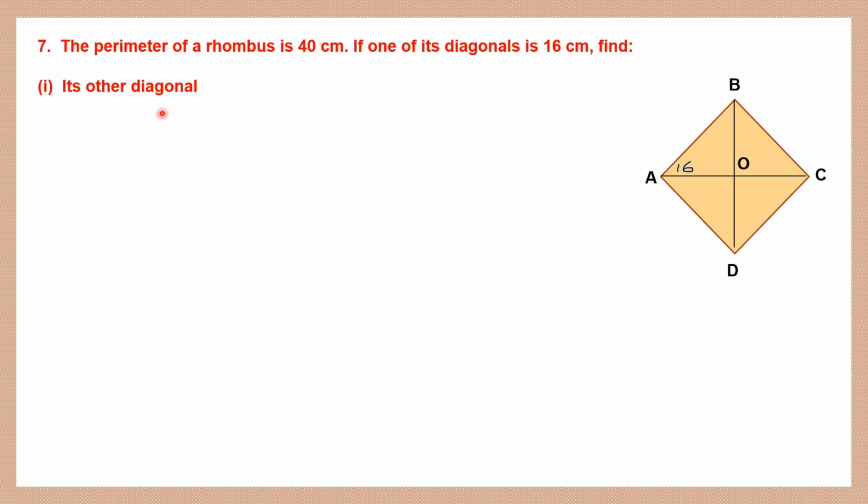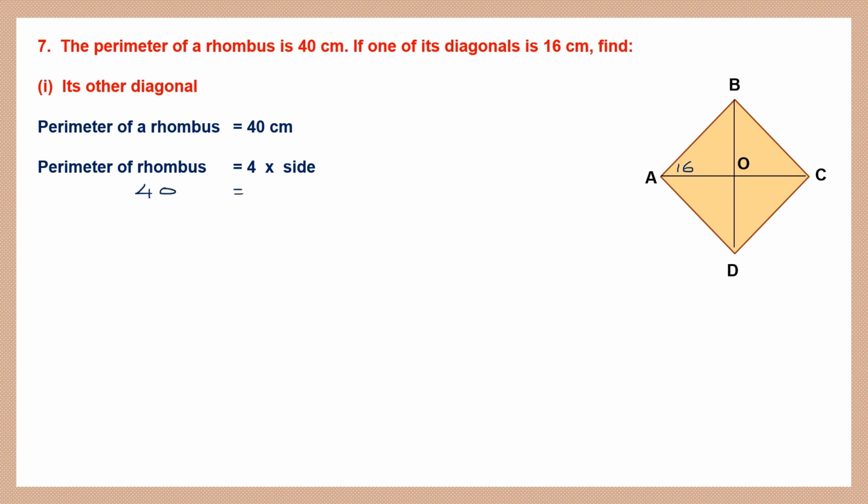So let's begin by saying perimeter of the rhombus. So whatever is given to us, we are writing first. Now, what is the formula for perimeter of a rhombus? 4 into side. Now, why are we doing this? We are doing this so that we get the measurement of the sides of the rhombus. So 4 into side, that means 40 centimeters is equal to 4 into side. And we don't know what the side is.